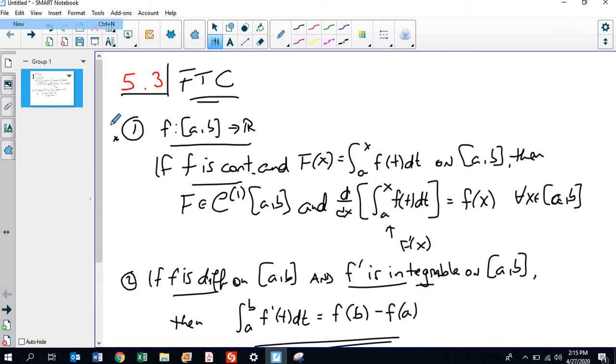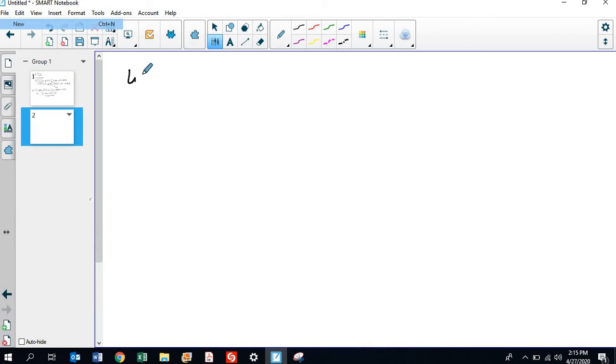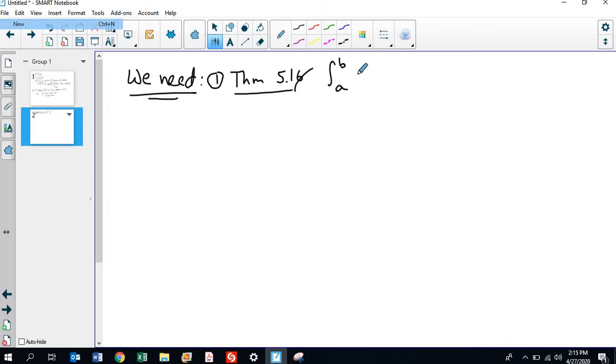Before we go any further into the proofs, I want to remind you of a few things we need. For the first proof, we're going to use, from our textbook, Theorem 5.16, which simply says the integral from a to b of a constant dt is the constant times the length of the interval. There are lots of ways to show that to be true. You can show it graphically with the area of a rectangle, or using the limit definition with Riemann sums, upper sums and lower sums. So just trust me on that.